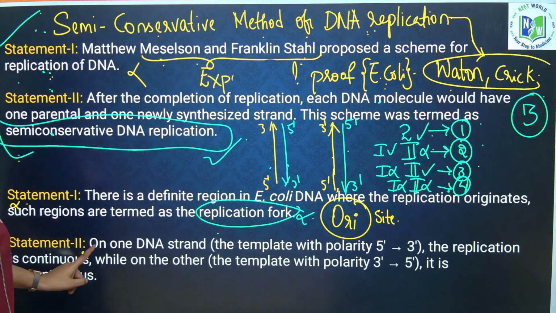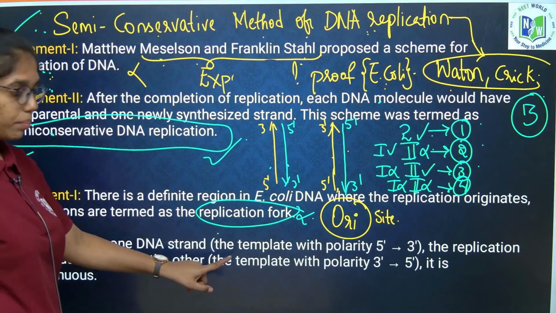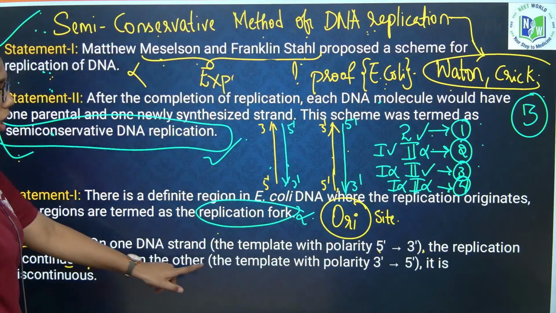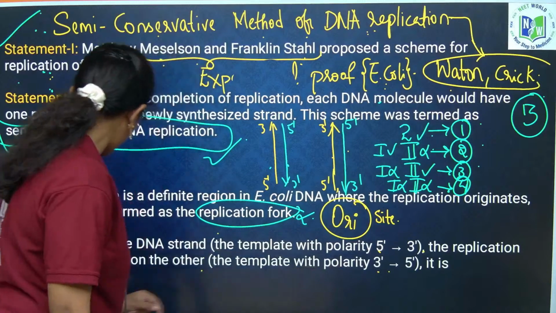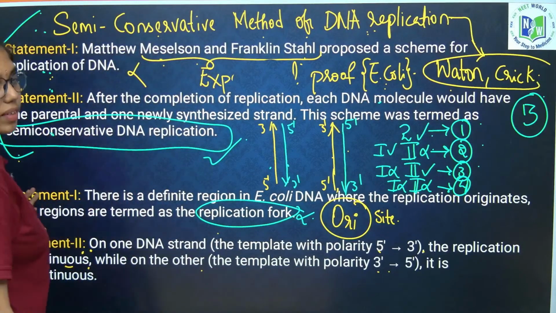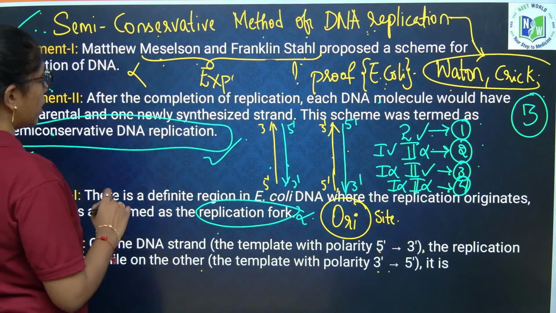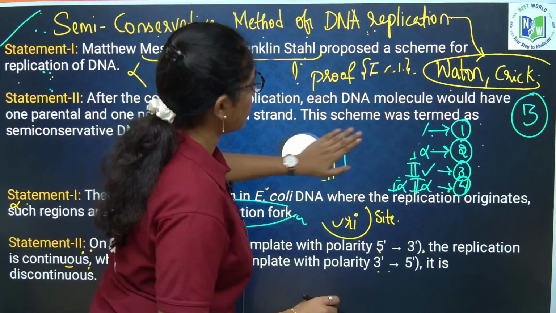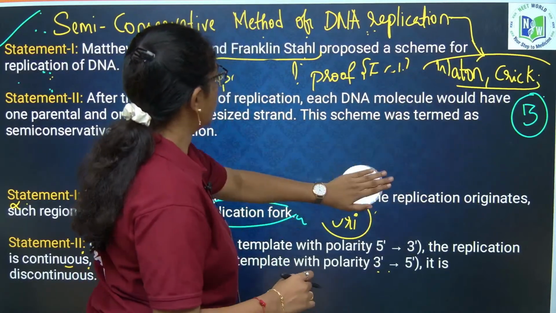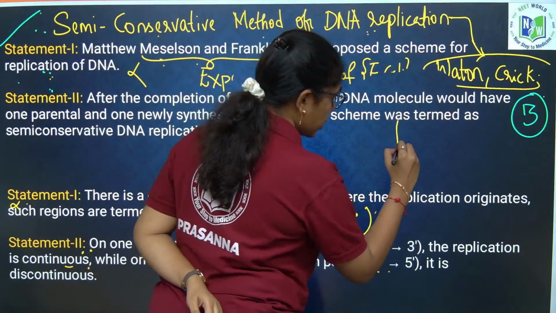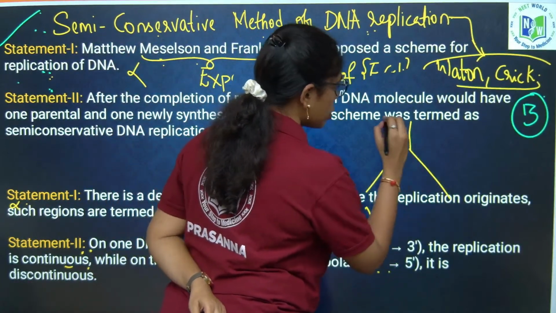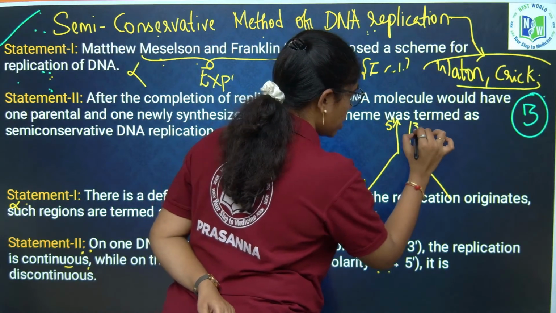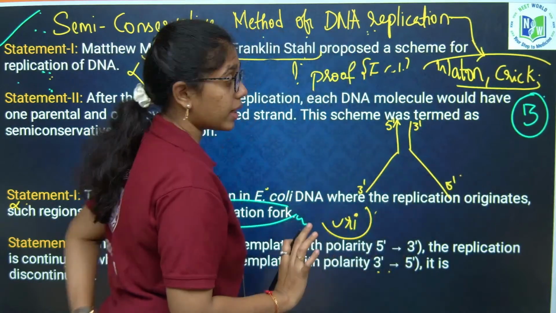Statement 2: on one DNA strand, that is the template strand, 5 prime to 3 prime, the replication is continuous, while on the other, 3 prime to 5 prime, it is discontinuous. For this we have to verify with our NCERT diagram. If you look into it properly, it is as such. So yes, from 5 prime to 3 prime. Of course, it will be in this direction, 3 to 5. These are the parental strands.